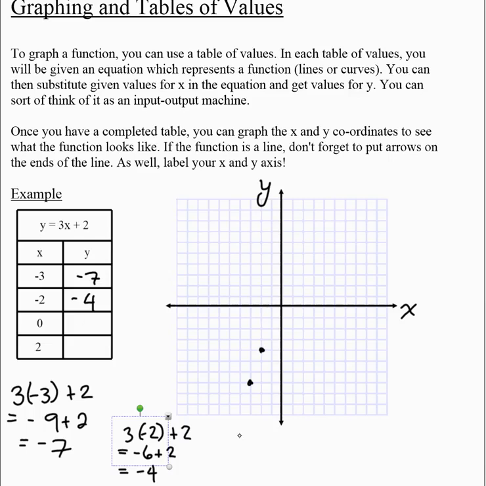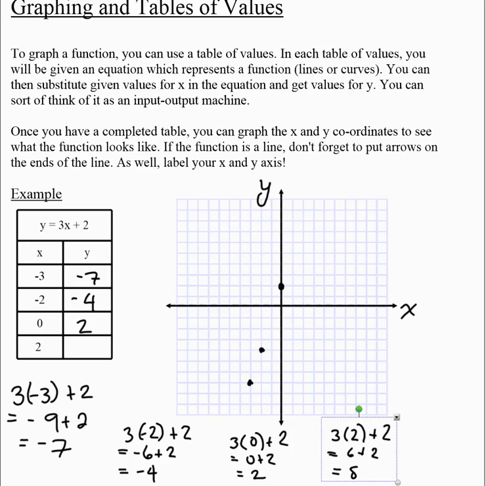You're going to substitute 0 in next. That will give you the point 0, 2. Be careful with that one. 0 for your x means don't move left or right, and then 2 means move up 2. So there's 0, 2. And then we're going to substitute in the 2. Again, we're going to use BEDMAS. And we'll get 2, 8. So you find 2, and then you go up 8.